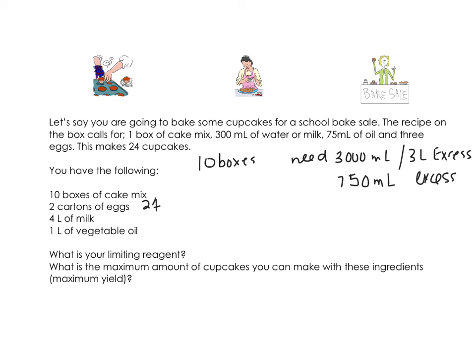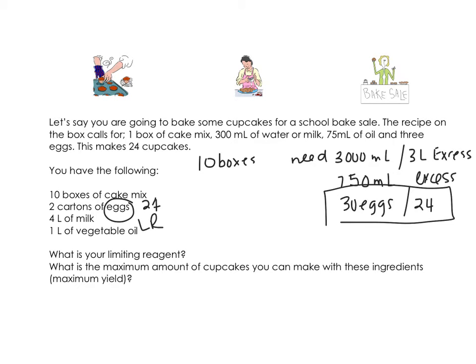And we need 3 eggs per box, so we would need 30 eggs, but we only have 24. So that is our limiting reagent. The eggs is our limiting reagent. So if I only have 24, and each box needs 3, 24 divided by 3 is 8. I can make only 8 boxes of cupcakes.